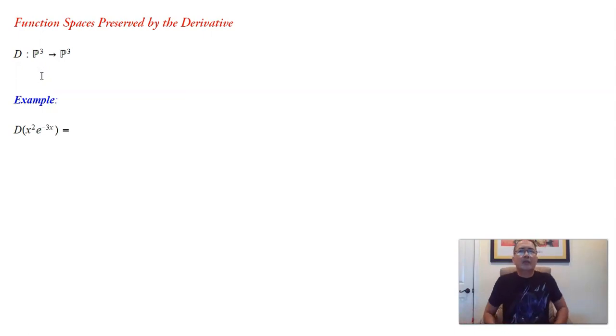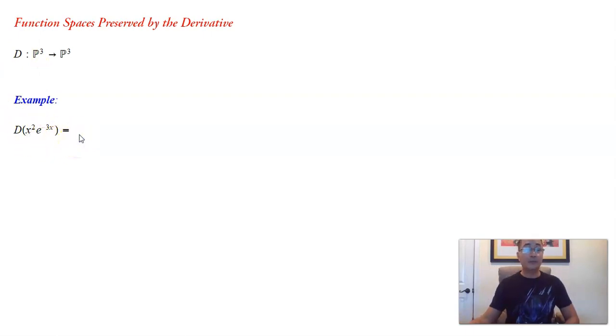Okay, so what we're going to do is, well, polynomials, they're nice, but they're not very sophisticated. Okay, so what happens if you look at x squared e to the minus 3x instead? Okay, that's a lot more sophisticated. All right. What is the derivative of this?